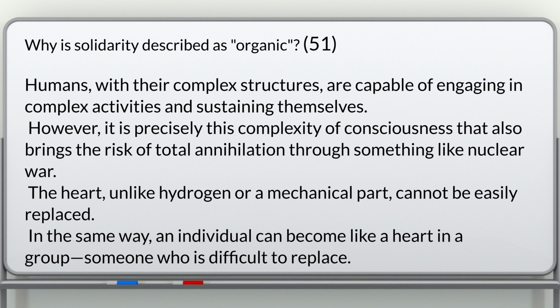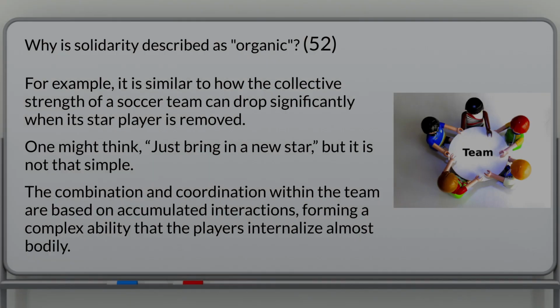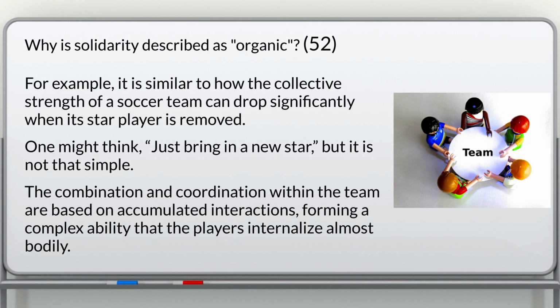However, it is precisely this complexity of consciousness that also brings the risk of total annihilation through something like nuclear war. The heart, unlike hydrogen or a mechanical part, cannot be easily replaced. In the same way, an individual can become like a heart in a group, someone who is difficult to replace. For example, it is similar to how the collective strength of a soccer team can drop significantly when its star player is removed. One might think, just bring in a new star, but it is not that simple. The combination and coordination within the team are based on accumulated interactions, forming a complex ability that the players internalize almost bodily.